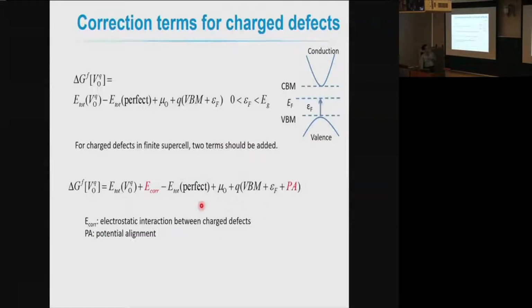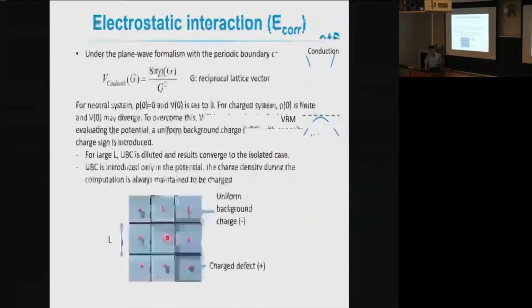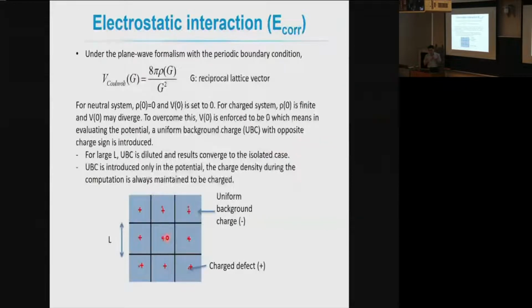Okay, so let's come back to this correction energy. So this reflects the electrostatic interaction that's corrected, and it reflects the interaction between the charged defects, and also this PA. This is the so-called potential alignment. I will explain that shortly. Okay, so first about the electrostatic interaction. So what does this mean?